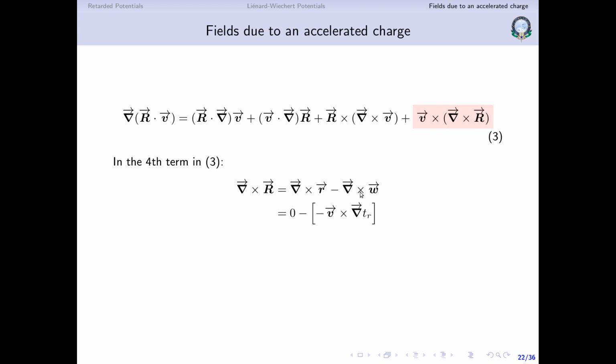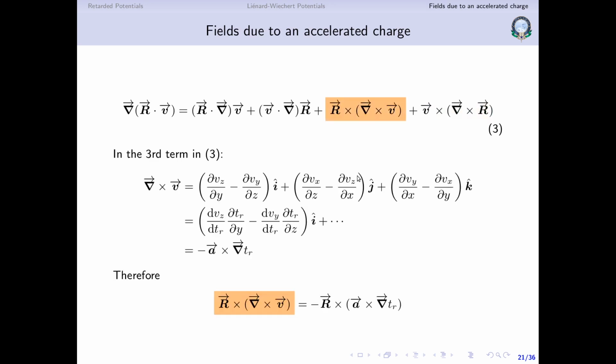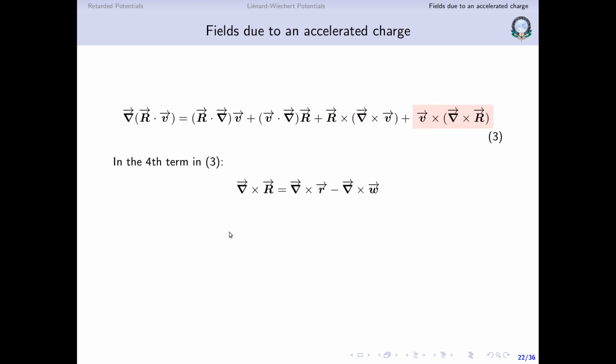Second term we have curl of W. So curl of W will be equal to minus V cross gradient of TR. So how do you get this curl of W? Along similar lines as earlier when we had found out the curl of V. Curl of V is equal to minus A cross gradient of TR by expanding it. Along similar lines, if we follow, we can show that curl of W is equal to minus V cross gradient of TR. This also, I'll just leave it to you to try it out and verify that this is indeed the case. So curl of R is equal to V cross gradient of TR.